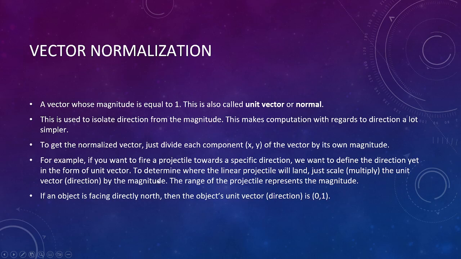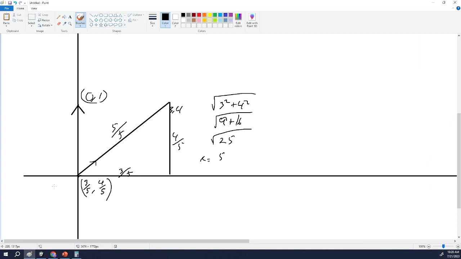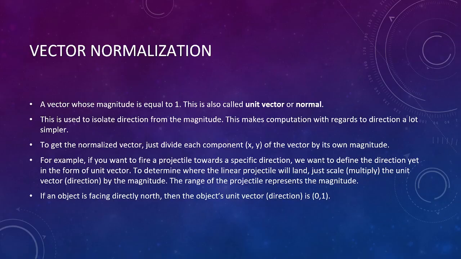That's one use for our normalization. So if an object is facing directly north, then the object's unit vector is 0, 1, because 1 would be our magnitude. This is 0, 1. That is our normal if our vector is facing up. Any questions here?